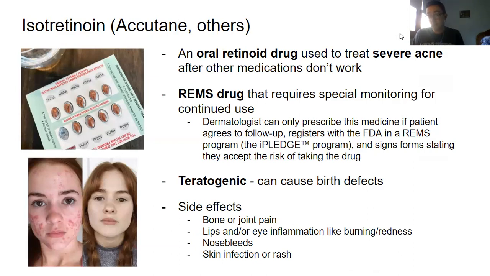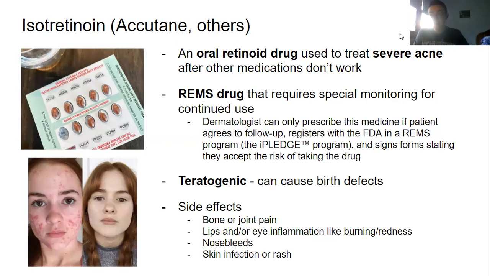So everyone who's using this drug specifically, firstly, it can only be prescribed by a dermatologist if the patient agrees to follow up. The patient has to register with the FDA into a REMS program. In this case, it's the Isotretinoin program, and it's called iPledge. They have to sign forms stating that they accept the risk of taking this drug. And why do they do that? It's because it's teratogenic. It has been proven to cause birth defects, and it is very, very unsafe in pregnancy. It can cause these serious birth defects and potentially miscarriages as well. So it's very, very bad for pregnant women.